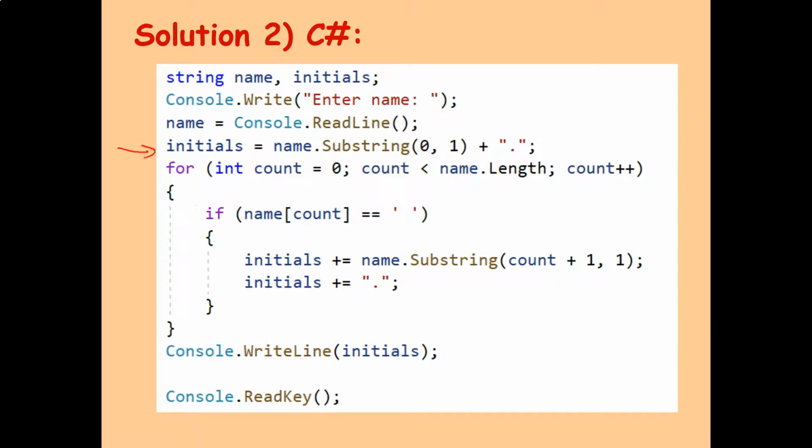So I'm going to start my initials just by grabbing that very first character. I'm always going to have to take the first character, so that is position 0, take one character, add a dot. Don't need to do that in the loop because we're always going to take the first one. Then I'm going to loop through every single character in the string. If I find that character is an empty space, add the next character and then add a dot. Print it out at the end. There you go, that's all your initials.